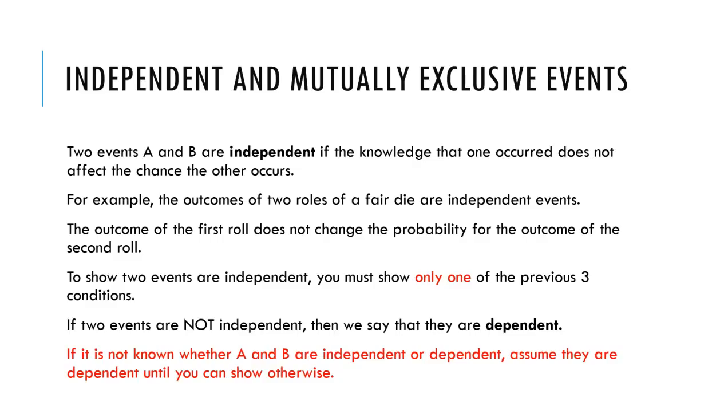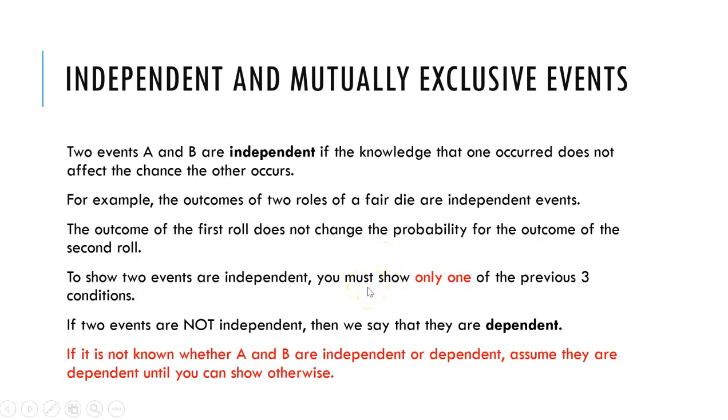But if I draw a card and I lay it on the desk, and then I draw a second card, that second probability is going to be altered by the first event. And so that would not be independent. So 2 events are independent if the knowledge that one occurred doesn't affect the chance that the other one occurs. So the outcome of 2 rolls of a fair die are independent. The outcome of the first roll doesn't change the probability for the outcome of the second roll.